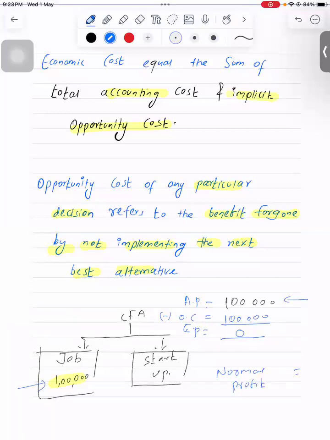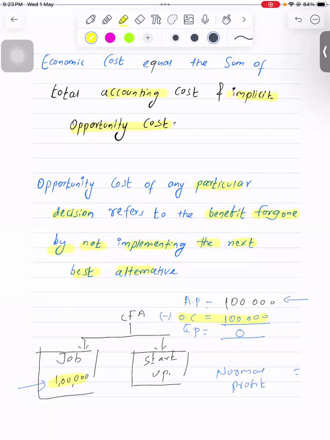Okay, so that's why opportunity cost is also known as what? Opportunity cost is also known as normal profit. You are earning normal profit in this case. I have a question here. Like, this accounting profit minus opportunity cost.